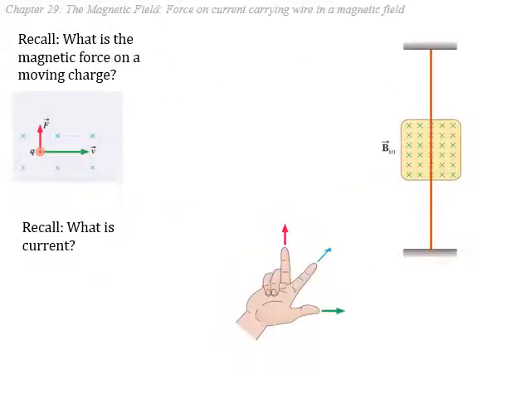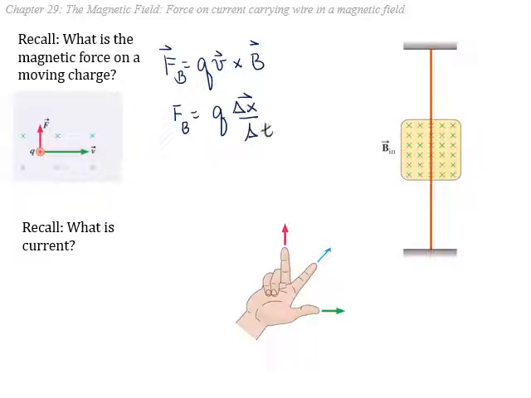It's still a similar thing, but instead of looking at an individual charge, we're going to look at the current. To find the magnetic force on a current carrying wire, let's start with the expression for the magnetic force on a moving charge. F_B equals qv cross B. Let's remember that velocity is distance over time. So let's put that in. F_B equals q times delta x over delta t crossed with the magnetic field B.